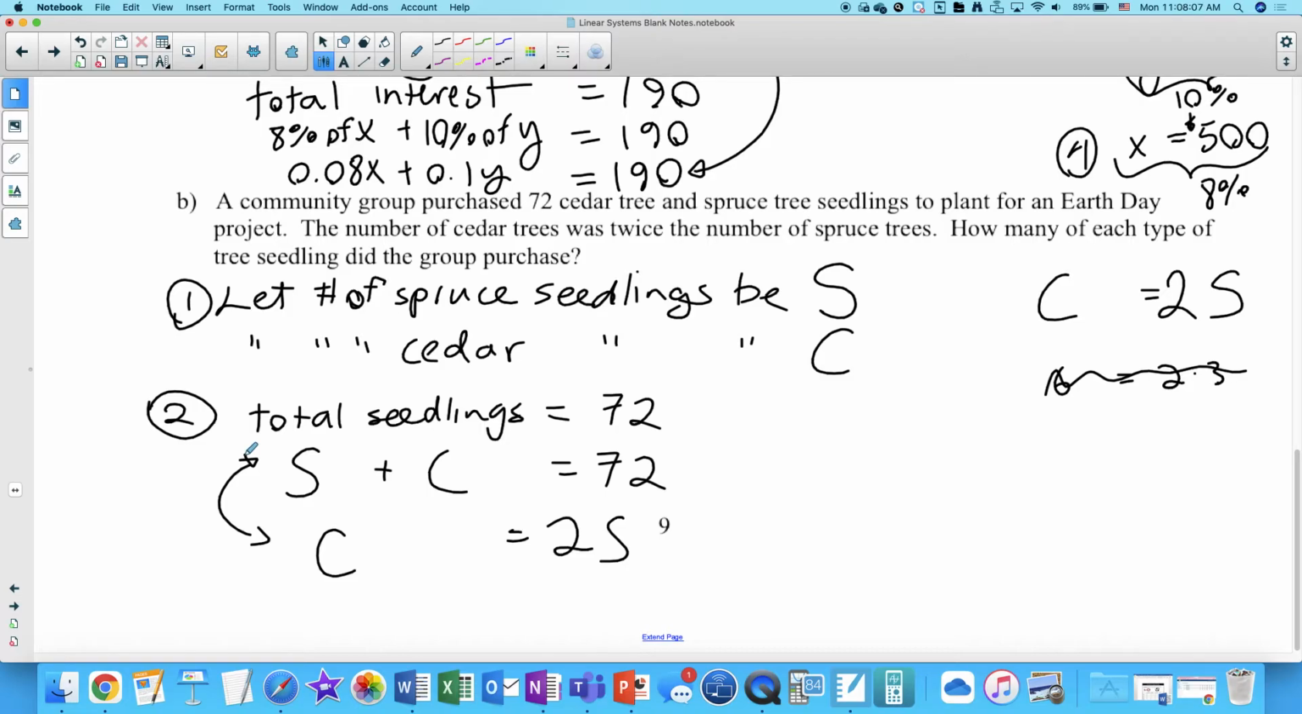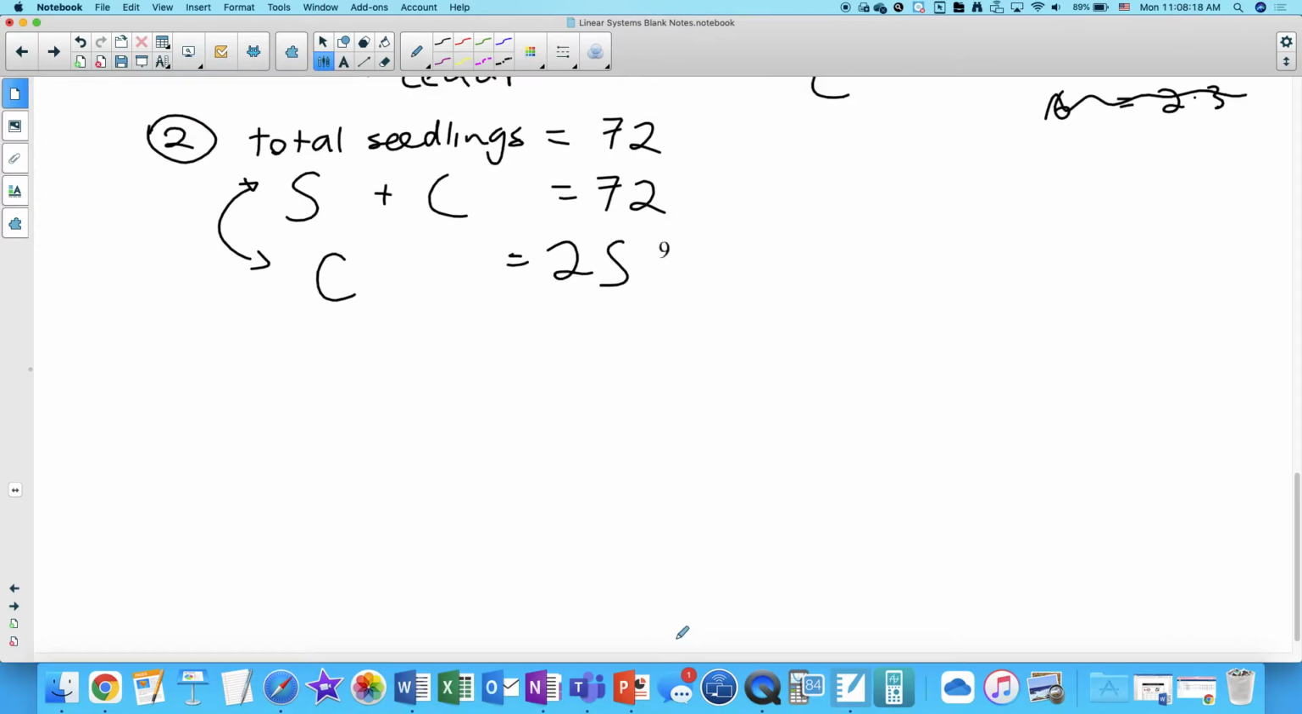Do we have to do step 1? No, how come? Yeah, C is already isolated. So listen, you could still isolate another variable if you want, but since C is already isolated in the second equation, I'm going to replace it in the first equation.